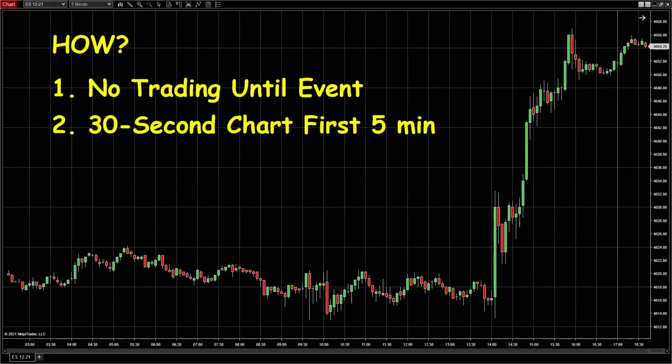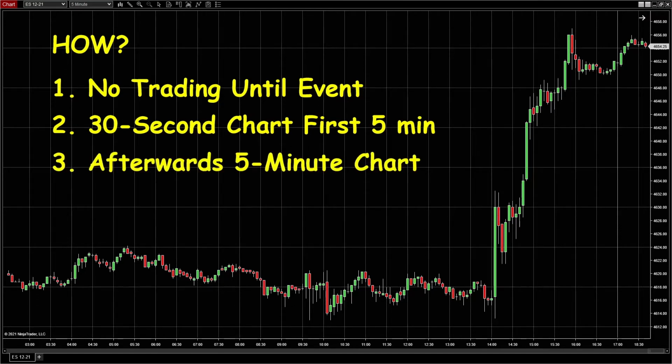Second, use the 30-second chart at least for the first 5 minutes. That is because in the very beginning of the event, the market will move super fast. So you want to get into the position as early as possible to take more profit. Another reason is that if you get in earlier, you can sit tight when the pullback comes.